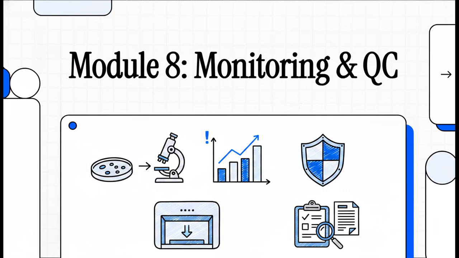Welcome to This Explainer. Right, today we are focusing squarely on a truly critical aspect of pharmaceutical quality, Module 8 of the EU GMP Annex 1 training. We're going to be talking about environmental and process monitoring, quality control, and inspection readiness.